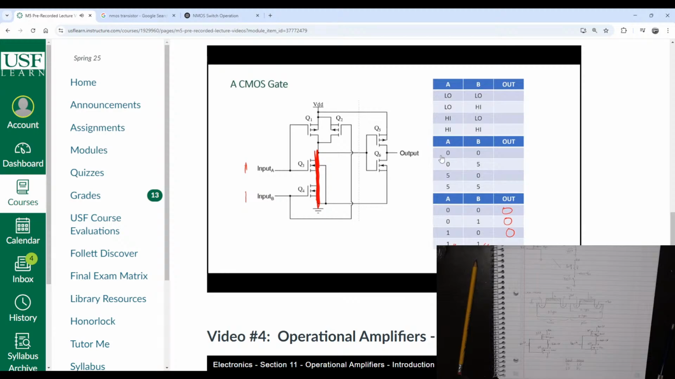And since the NMOS are turned on by a high here, the PMOS here will turn off. So my switch here is open. And the high is going to get fed through all the way around to Q2. That will also be open, that switch.